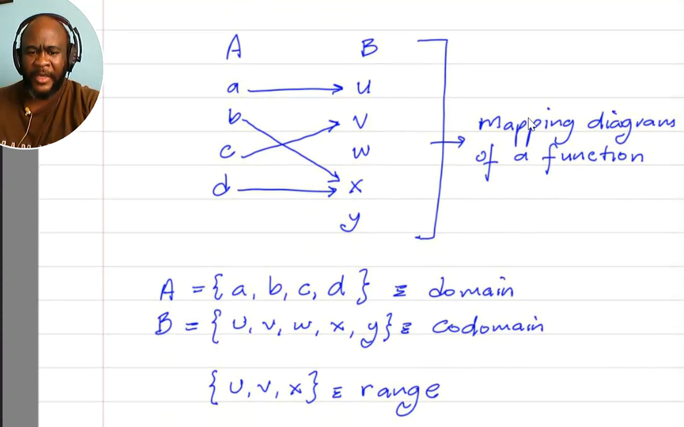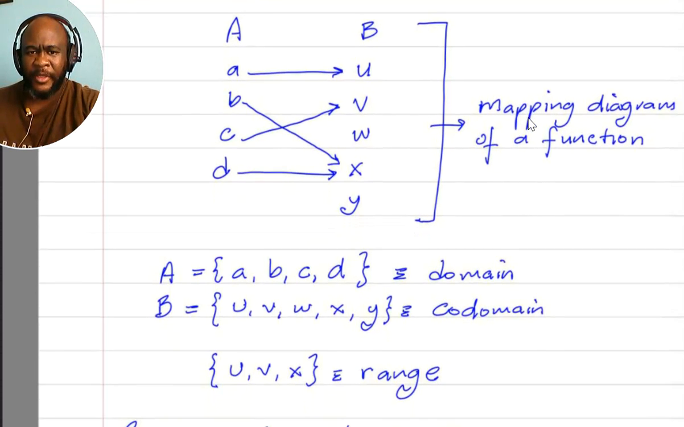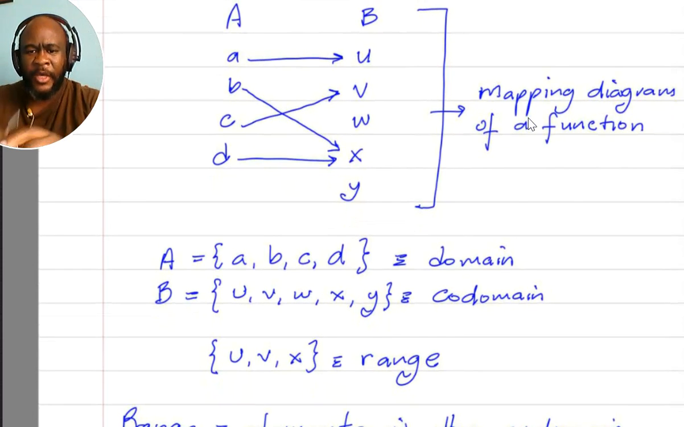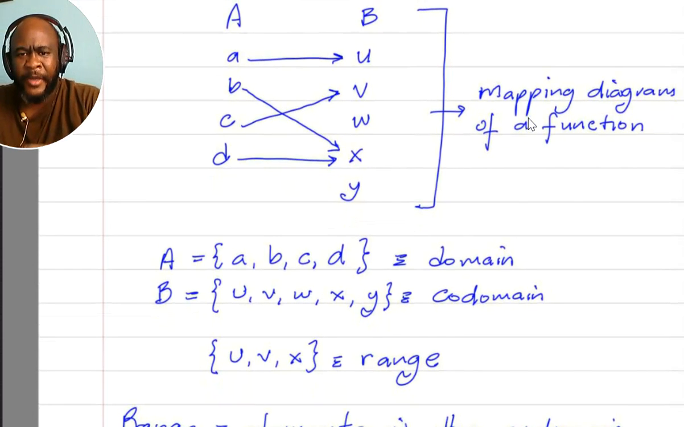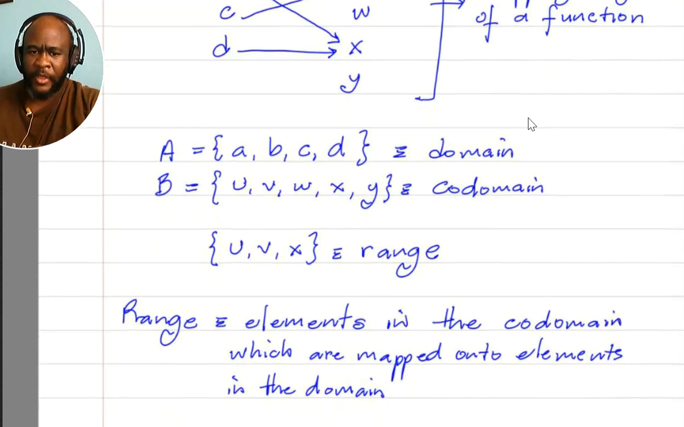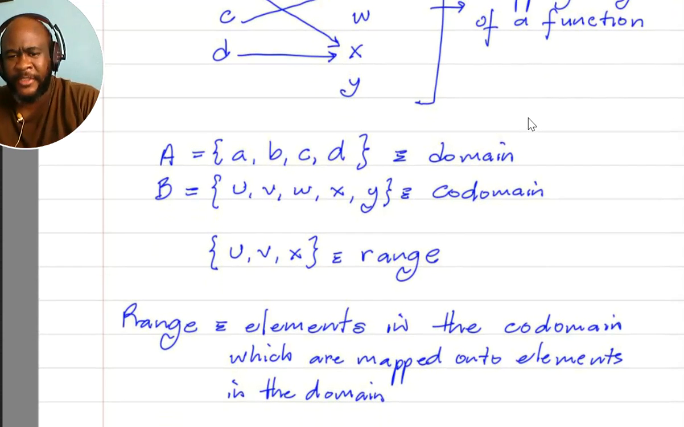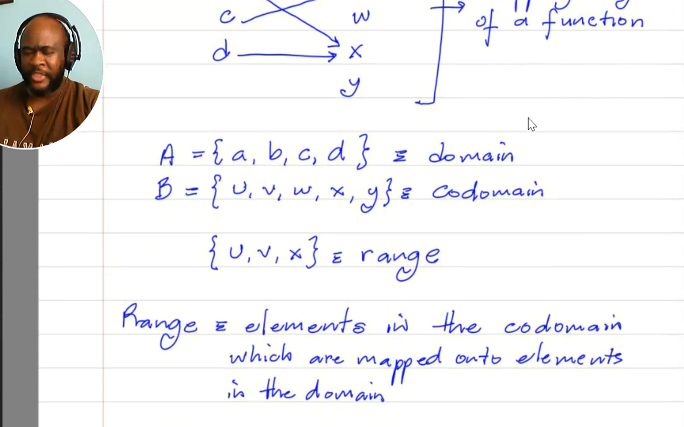So I think I said earlier, A are the domain elements, B are the codomain elements. Now, the elements in B which are actual images of the elements in A, those elements are the range elements. So u, v, and x are the range elements. So just writing at the bottom here, elements in the domain are mapped to elements in the codomain. Again, those images are your range elements.